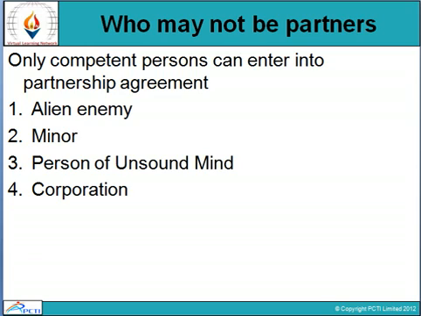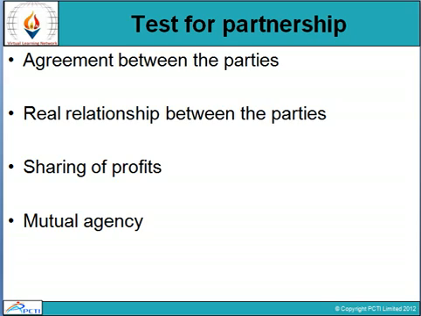Who may not be partners? First, alien enemy. Second is minor. Third, person of unsound mind, and fourth is corporation.